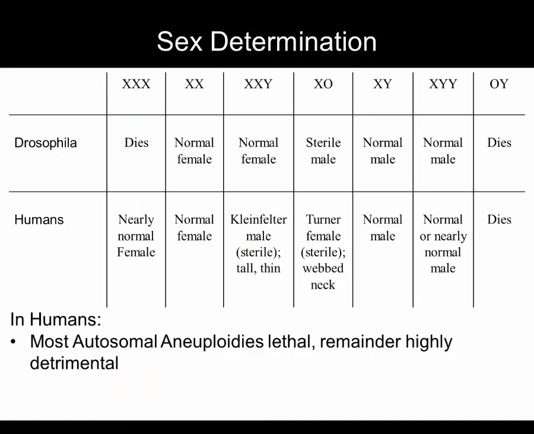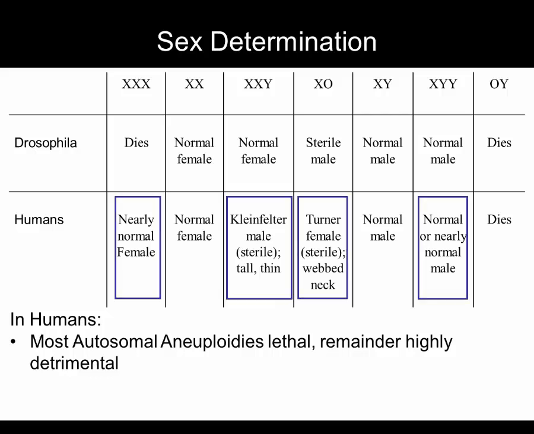Now I want to move back to humans. In people, autosomal aneuploidies, that is having an abnormal number of chromosomes, are mostly lethal, and are, at the very least, highly detrimental. But here we have 4 cases with abnormal numbers of sex chromosomes that have only small or nearly no detrimental effects.